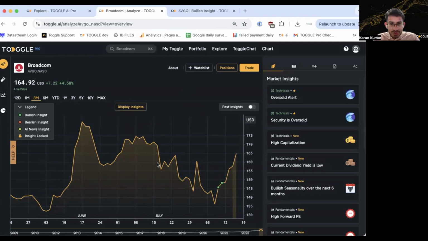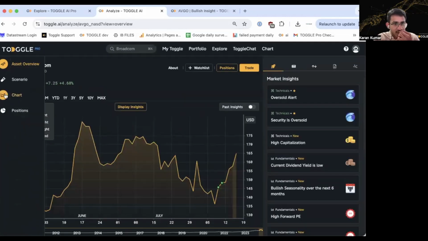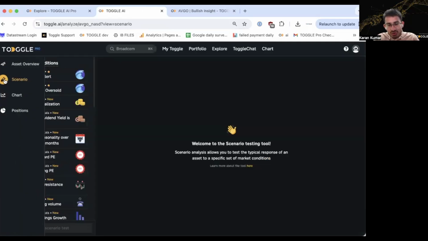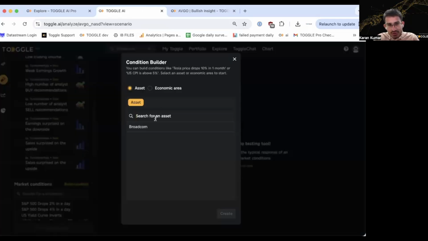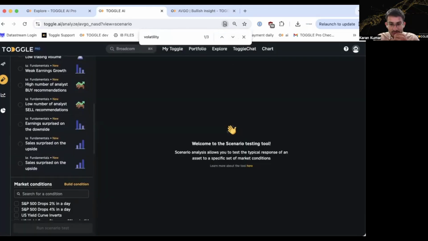And can we build conditions based on factors such as ATM IV? I'm guessing ATM IV is at-the-money implied volatility. Yeah, so we have a few volatility metrics which you can use. There's realized volatility, and then there's return to volatility. Okay, so we don't have implied volatility, but we do have realized volatility. There's also the VIX in here, which you can play around with.